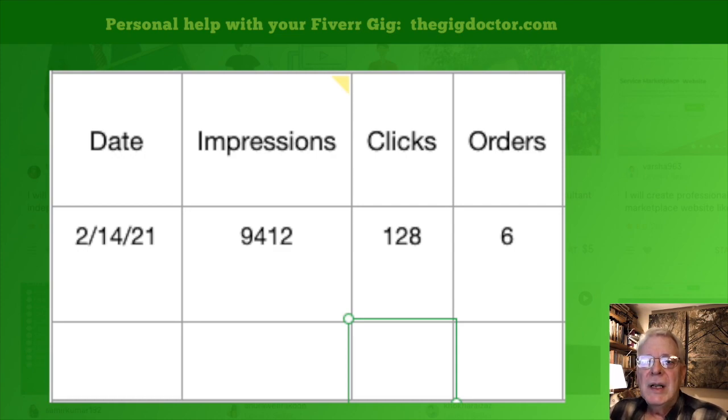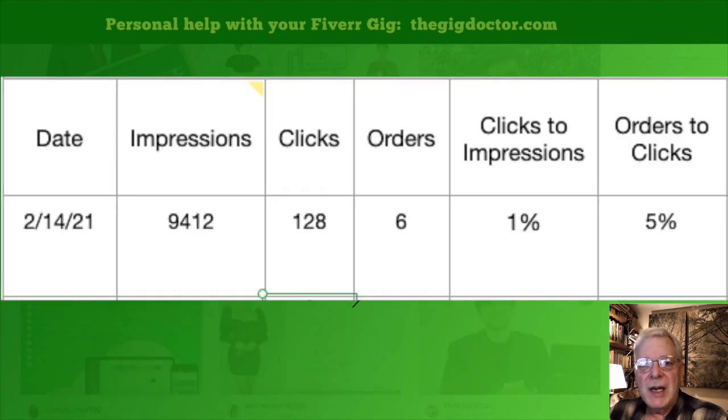Now it compares the number of impressions to the number of clicks that resulted from it, and it shows that as a percentage. So, clicks to impressions. How many clicks to how many impressions, shown as a percentage? We could call that maybe the percentage of captured interest, right? Then GigTracker also looks at the number of people who clicked through to our gig who actually ordered from us, and it shows that as a percentage. Now, that would traditionally be called the conversion rate, converting to sales.